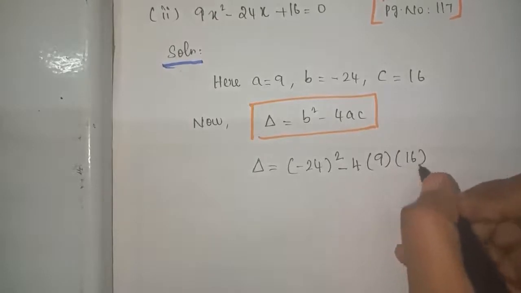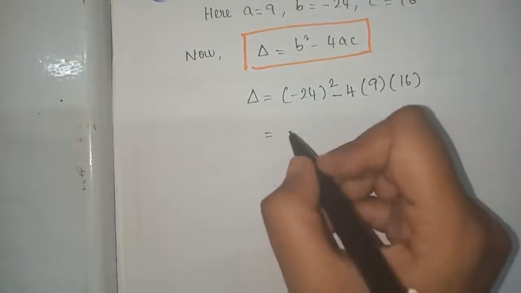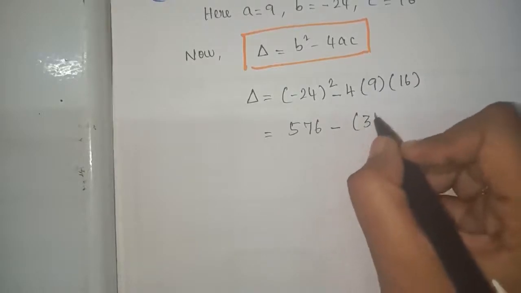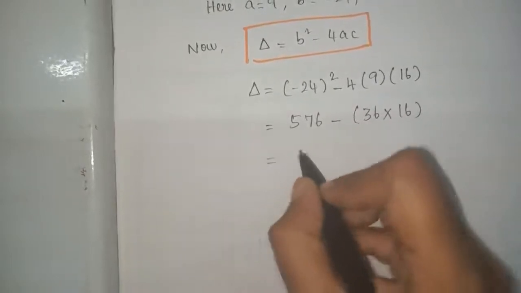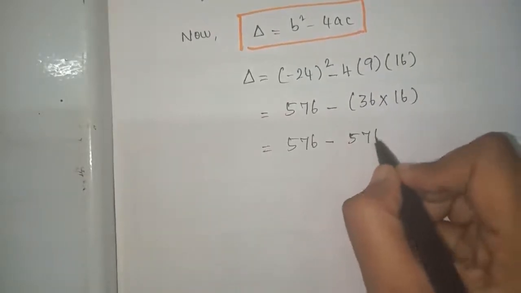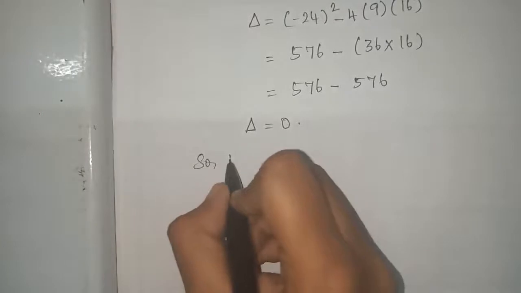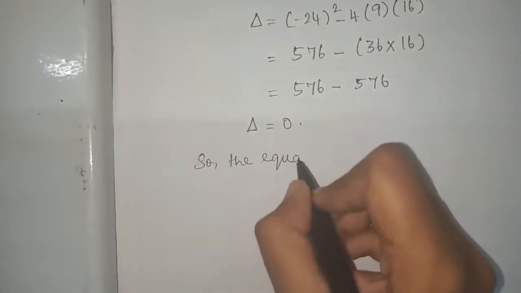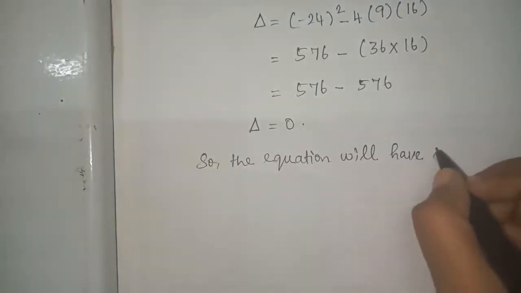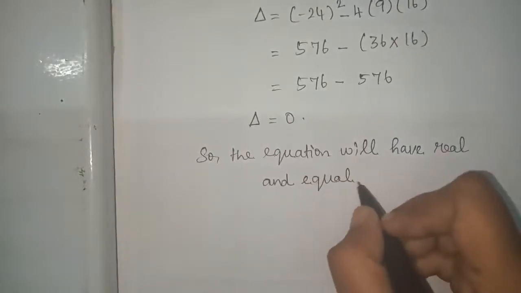Which is equal to minus square is plus, 24 square is 576, minus 9 4s are 36 into 16, which is equal to 576 minus 36 into 16 is 576. Therefore delta is equal to 0. So the equation will have real and equal roots.